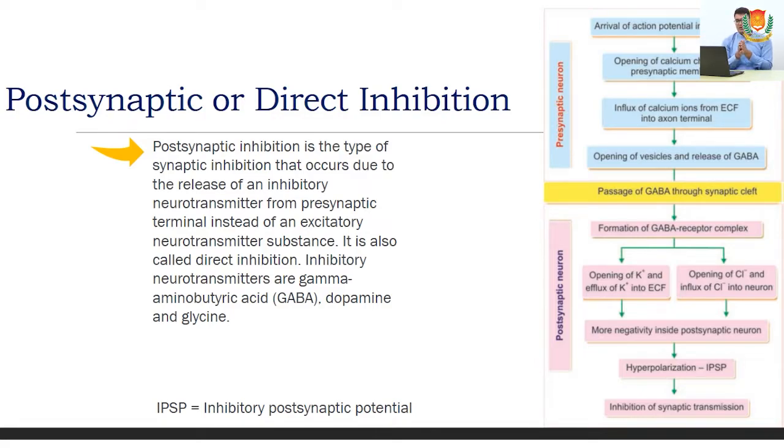Now, GABA is released, and GABA travels through the synaptic cleft to reach the receptors present at the postsynaptic nerve terminal surface. जो पोस्ट साइनेप्टिक न्यूरॉन है उसकी सरफेस पे रिसेप्टर्स प्रेजेंट होते हैं. तो what will happen? The GABA will make a complex with the receptors, and what will happen now?